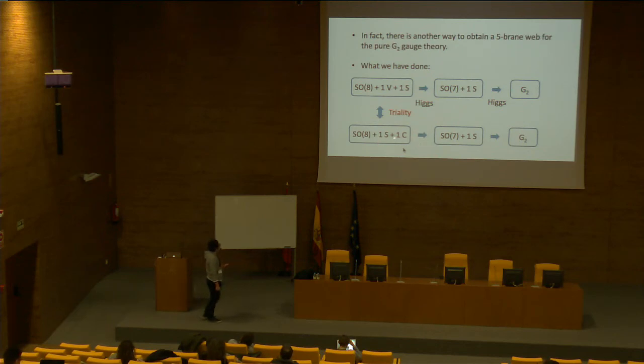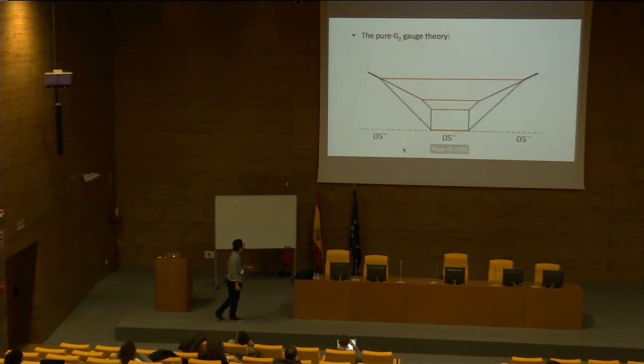Basically, how we carry out this kind of operation is the same as before. We need to introduce the one spinor, one conjugate spinor, and Higgs this. And for that, we basically use the flop transition. And then the result of the 5-brane web configuration is something like this. So now the 5-brane web diagram is written just with an O5 plane.